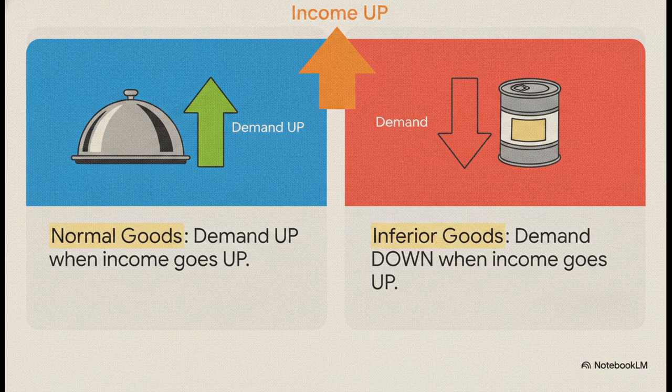Now let's compare two types of goods that manage to trick students every single year: normal goods versus inferior goods. For a normal good, when your income goes up, your demand for it goes up. Think of buying nicer clothes or eating at better restaurants when you get a raise. But for an inferior good, when your income goes up, your demand actually goes down. Why? Because now you can afford better quality alternatives. Keep this visual comparison in your head so you don't confuse the two on test day.